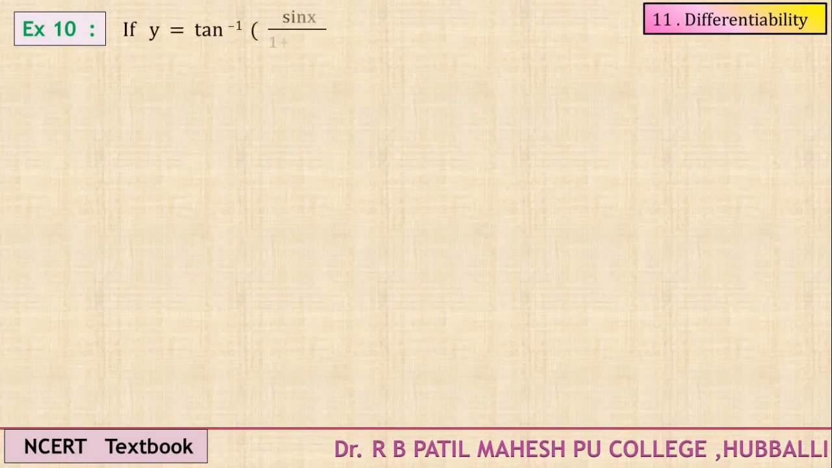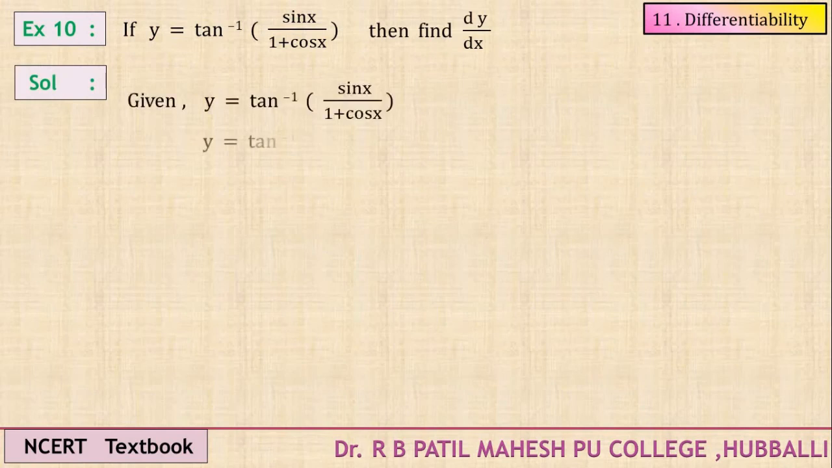If y is equal to tan inverse of sin x divided by 1 plus cos x, then find dy by dx. Now in this example we are not substituting x equal to a function. We have some trigonometric identities. Substituting those trigonometric identities, we get the simplest form, then we differentiate the function. Such types of examples now. First, write the given function.